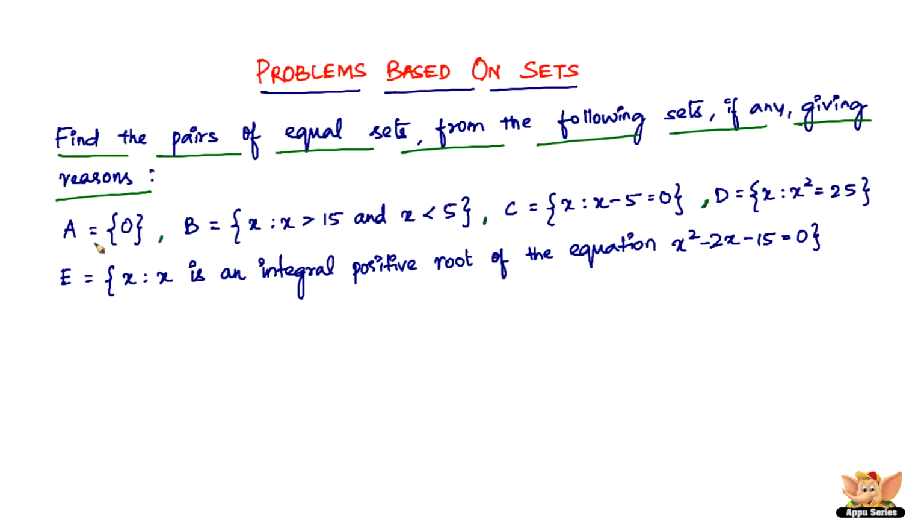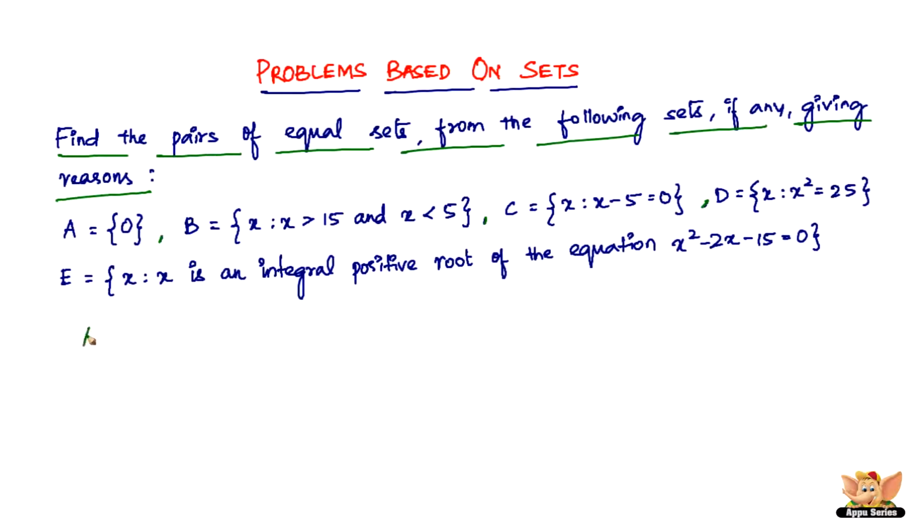Now this is already solved. A can't be anything apart from 0, so that's done. B we can solve, C we can solve, D we can solve, E also we can solve. After solving, let's see how many sets turn out to be equal to each other, and then write them separately as a pair and maybe give reasons why they are equal. That's all we have to do in this problem. So let's do that now.